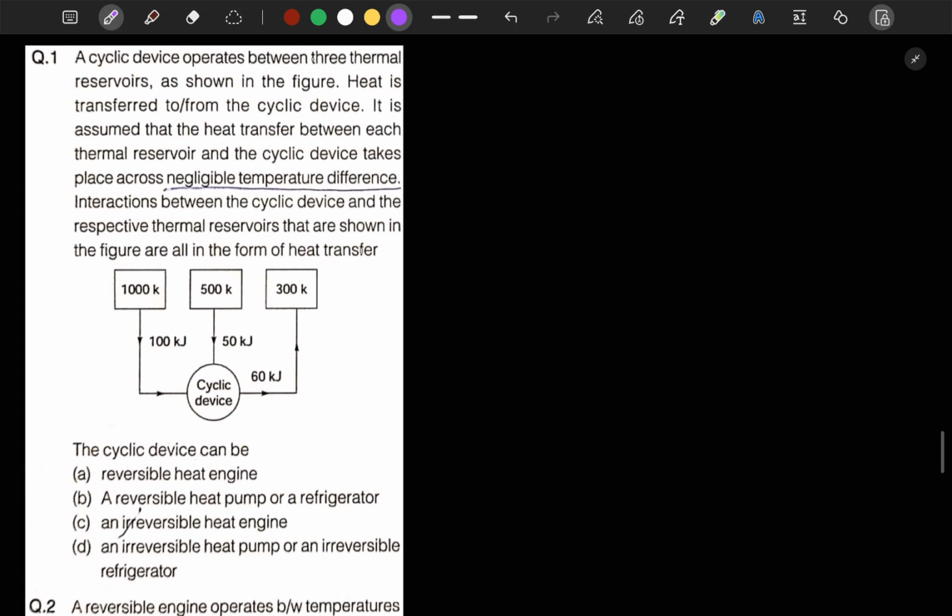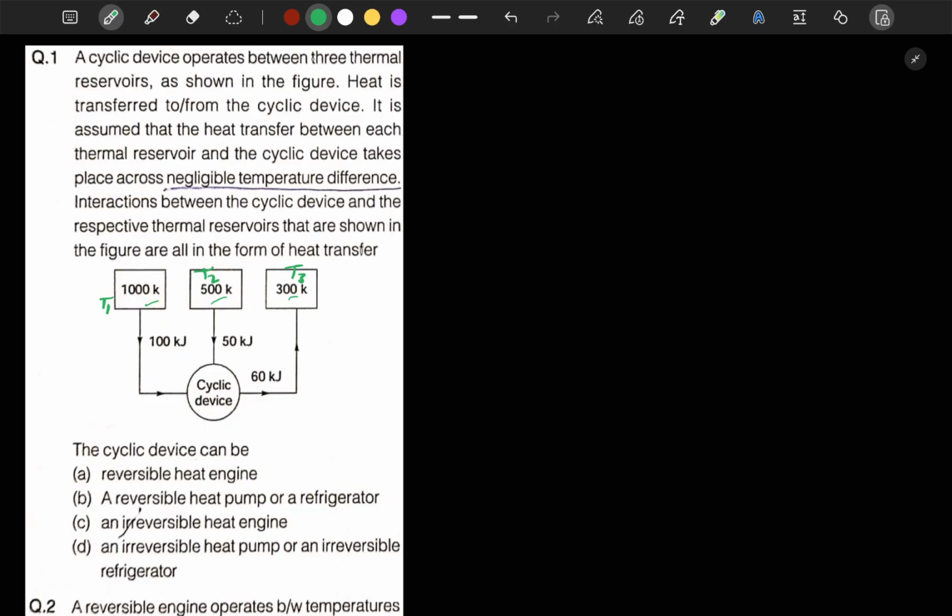It is mentioned that a cyclic device operates between three thermal reservoir temperatures. Three temperatures are shown here, so let's say this is T1, this is T2, and this is T3. Now the heat is transferred to the cyclic device. It is assumed that the heat transfer between each thermal reservoir and the cyclic device takes place across negligible temperature difference. Interactions between the cyclic device and the respective thermal reservoirs are shown in the figures. The cyclic device can be a reversible heat engine, a reversible heat pump, or a refrigerator, or an irreversible heat engine, an irreversible heat pump, or an irreversible refrigerator.